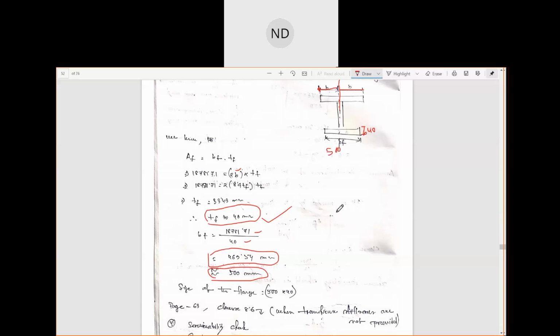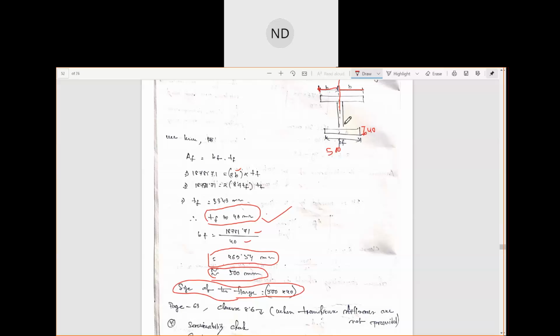Okay, now the size of the flange we know it is how much? 500 into 40. Therefore, the size we have got now is this. Earlier we calculated the size of the web, and now we have calculated the size of the flange, which is this much. Now we know the sizes.